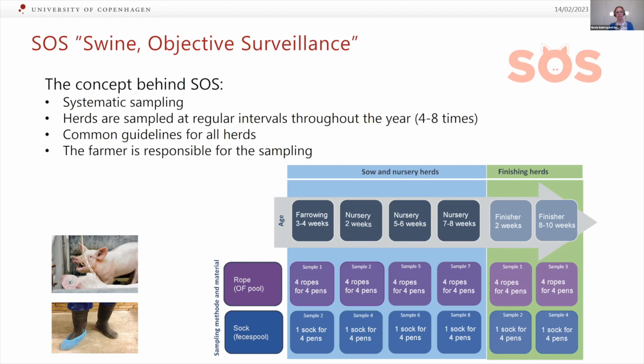The samples are collected at regular intervals throughout the year, 4 to 8 times, and there are common guidelines for all the herds, and it is the farmer that is responsible for the sampling. After each sampling, the samples are sent to the University of Copenhagen, where we analyze the samples on our porcine high throughput system. Then a report with the results is sent to the farmer and the herd veterinarian.